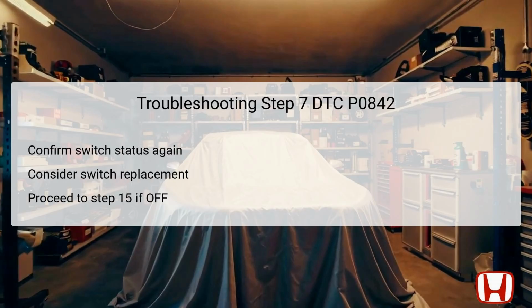At this juncture, the focus is once again on checking the status of the second pressure switch via the HDS. If it is confirmed that the switch is off after disconnecting it, the troubleshooting indicates that the switch is indeed faulty and should be replaced. Replacing the transmission fluid pressure switch A, second clutch, will ideally solve the problem associated with DTC P0842.